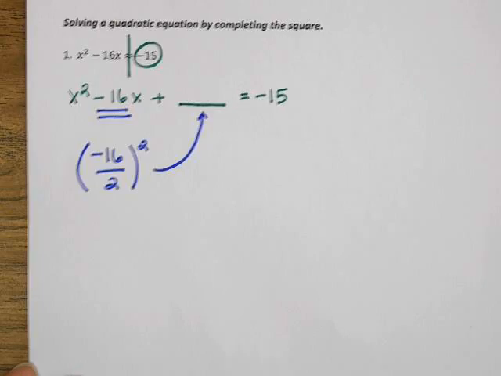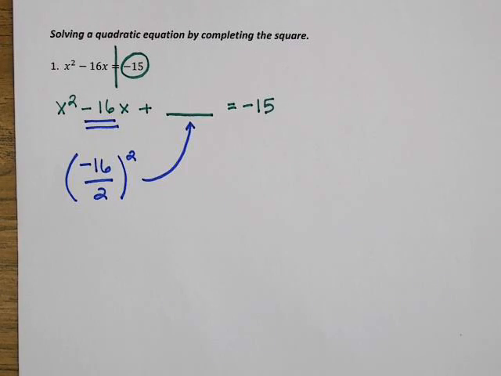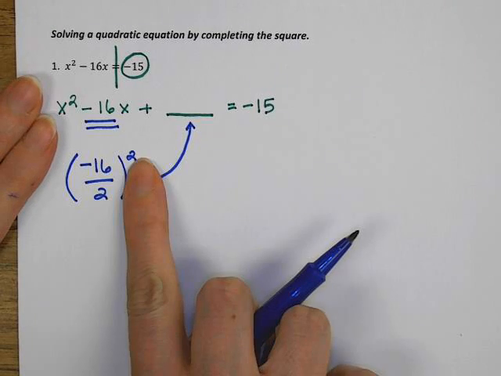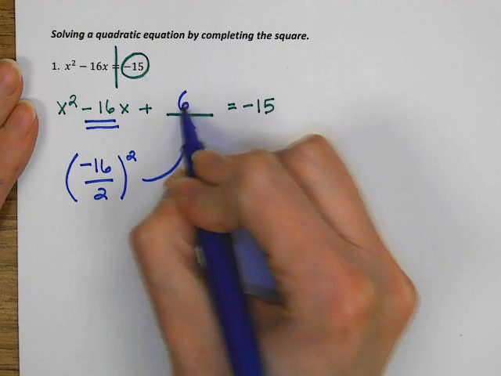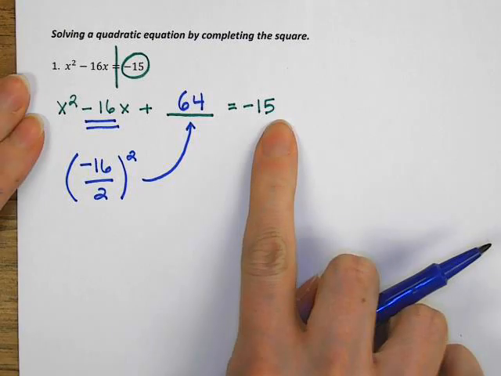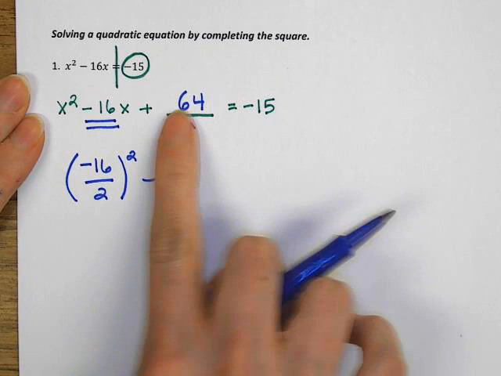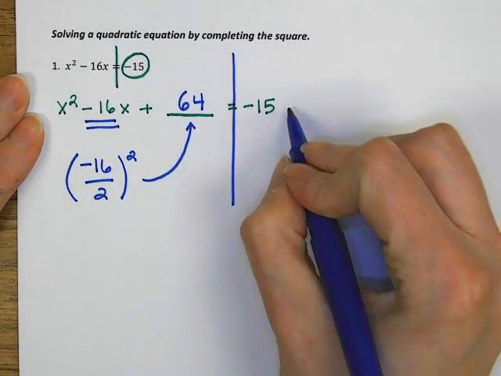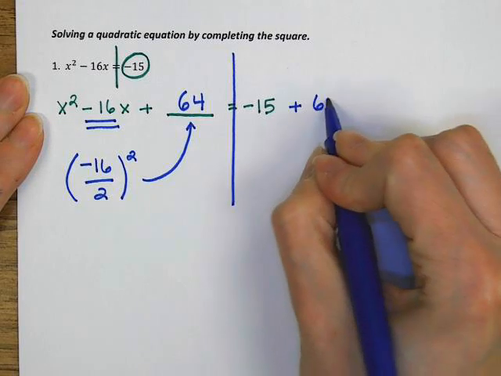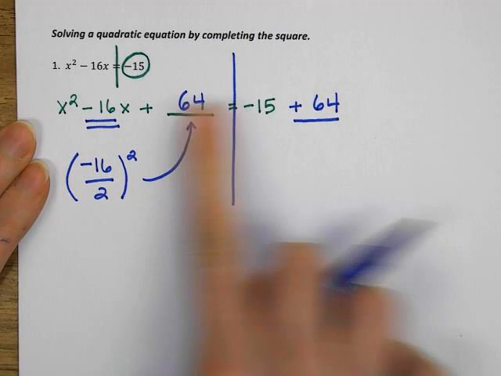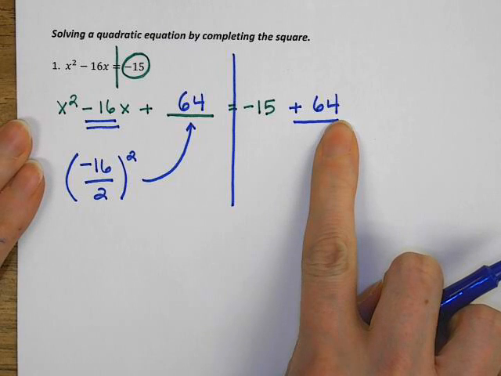Okay, what is negative 16 divided by 2 squared? Well, it's negative 8. Negative 8 squared is 64. Now, because we're solving an equation, if you randomly add 64 to the left side of the wall, we are going to need to balance it out by also adding 64 to the right-hand side of the wall. Whatever you add to this side, you have to add to this side to balance it out.